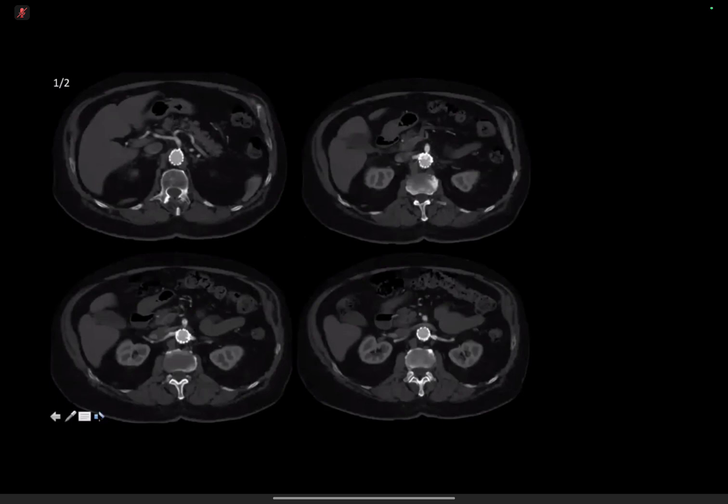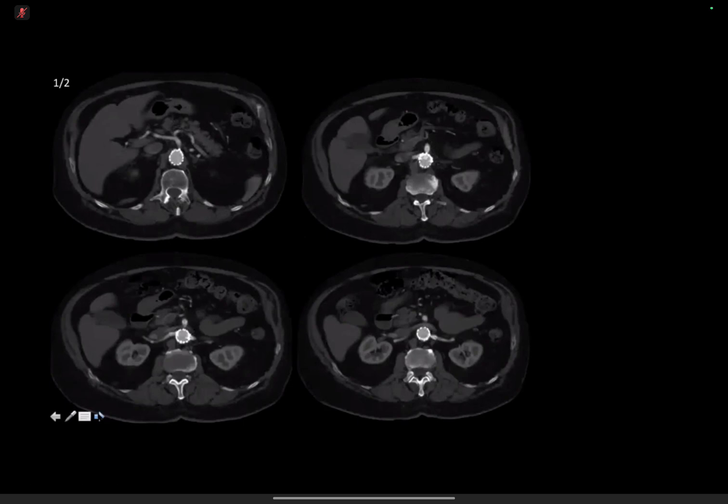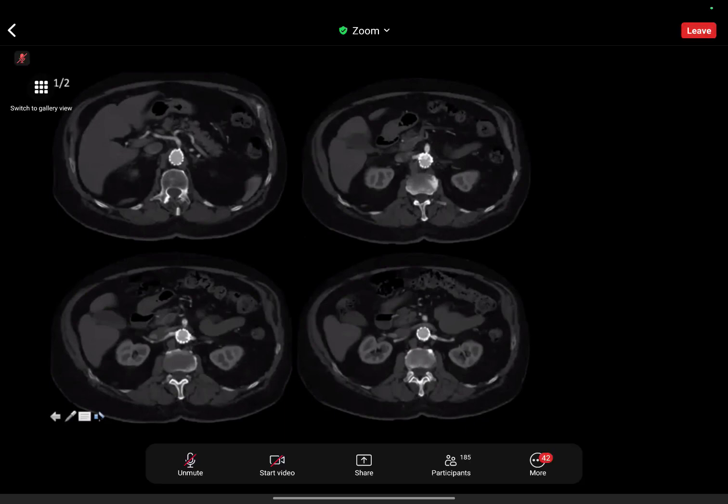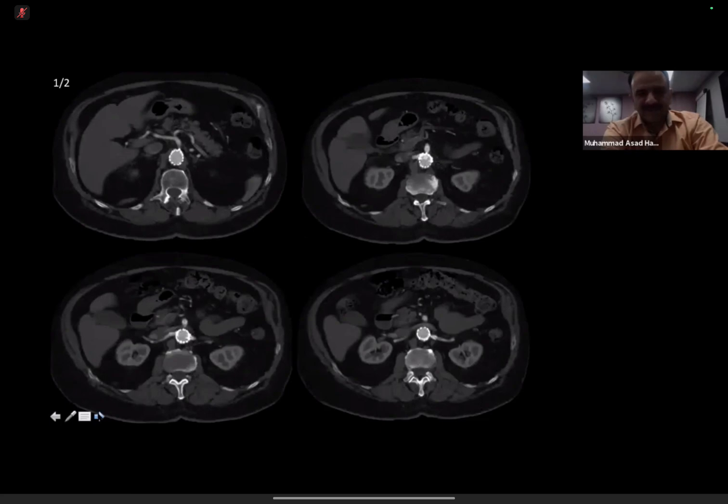I'll compare to previous imaging to see if this is a new finding or if it was there previously. It was present since the procedure. Okay, I'll then measure the size of the aorta to see if there's any change in the caliber of the aorta since the, okay, we can come back to this.